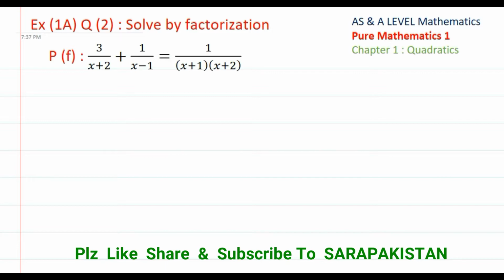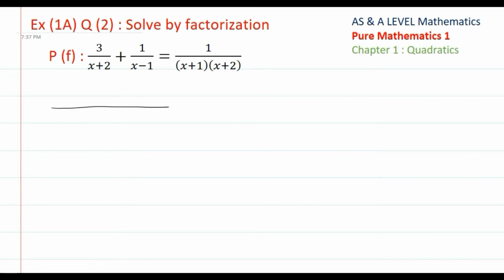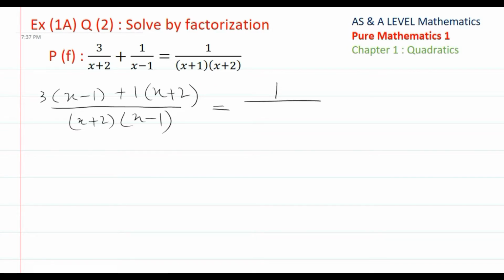On the left side, we will take LCM x plus 2 and x minus 1, and on simplification you will write 3 times x minus 1 plus 1 times x plus 2 equal to, on the right side it will remain as it is, x plus 1 and x plus 2.